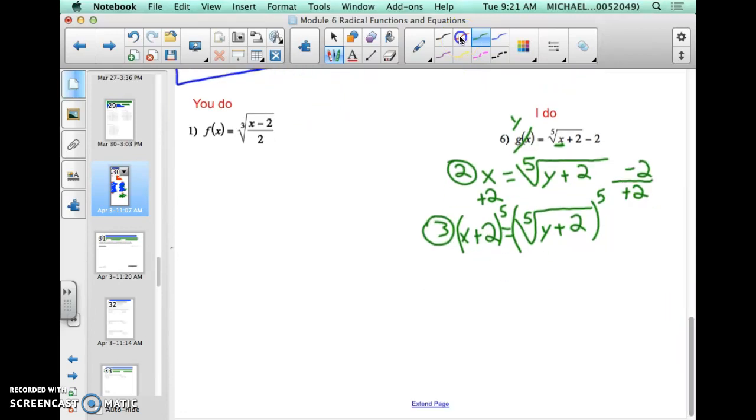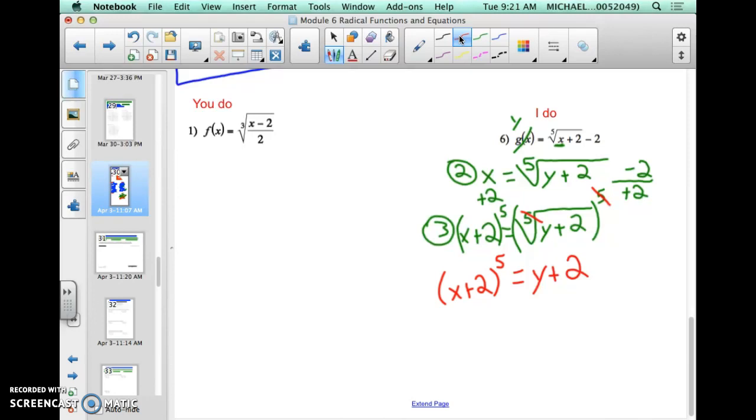So the purpose of doing that is the power of 5 and the 5th root cancel out, and now I'm left with y plus 2. It's free underneath the radical. Now there is no more radical. I'm left with y plus 2 on the right-hand side, and I'm left with x plus 2 raised to the power of 5 on the left-hand side.